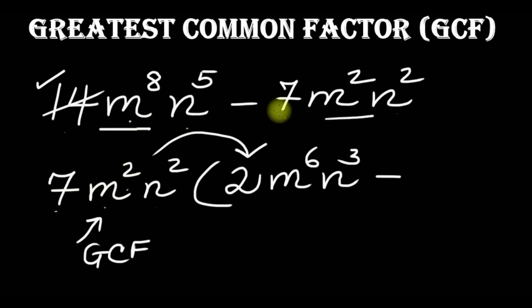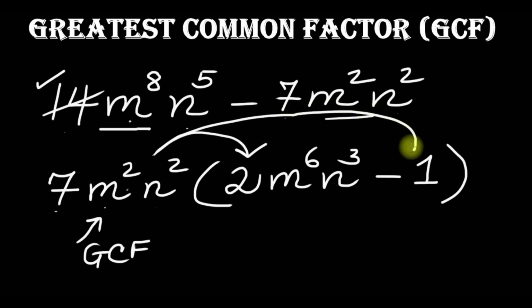Okay, and then here 7 goes into 7 one time. 7 squared goes into 7 squared is also 1. And then n squared goes into n squared is also going to be 1. Okay, so that whole thing's just going to come out to 1. If you take 7 squared n squared times 1, you're just going to get that. So this method is the most common one when you're factoring any kind of polynomials. Okay, first thing you have to do is always look for greatest common factor.